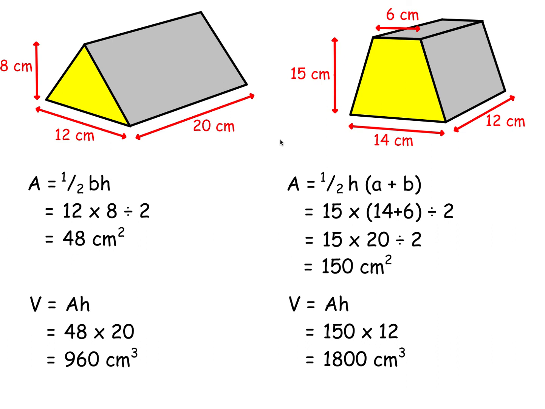The main bit of the calculation is finding the area. Getting the volume is quite easy. It's a simple formula, V equals AH. You simply multiply the area by the length of the prism, the height, the depth. So the main calculations are calculating the area. So for any prism, you need the area of the end face and the depth of the prism.